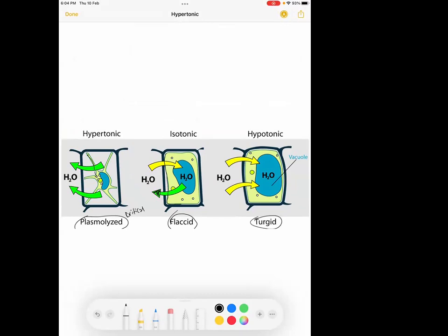So I don't think you need to know these terms like hypertonic, isotonic, and hypotonic, but these simply mean the water potential of the solution that is surrounding the cell. Okay.